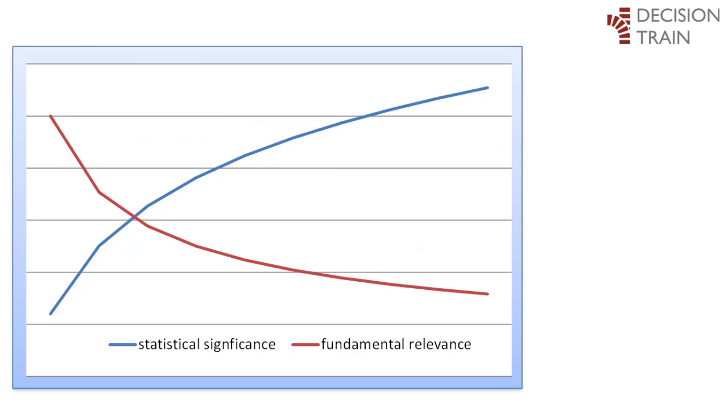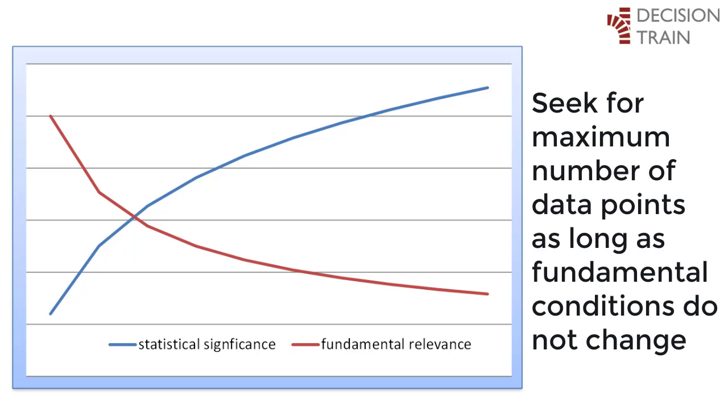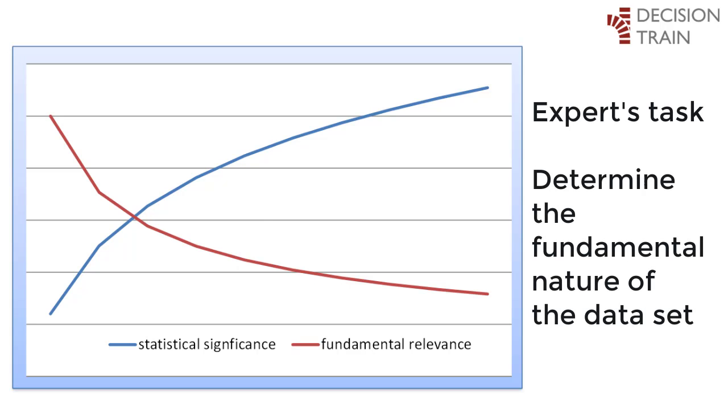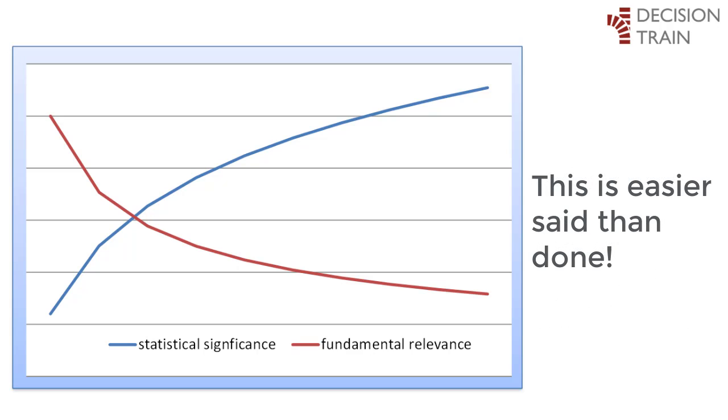On the other hand, the more historic data points you have, the less fundamental relevance these points will reflect, since original and fundamental conditions do change in time. Generally speaking, you should seek the maximum number of data points available to gain the maximum possible amount of statistical significance, as long as the fundamental conditions do not change in your dataset. It is the task of the expert to determine the fundamental nature of your dataset. In practice, this is easier said than done.